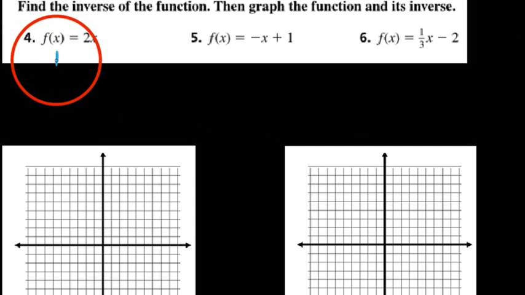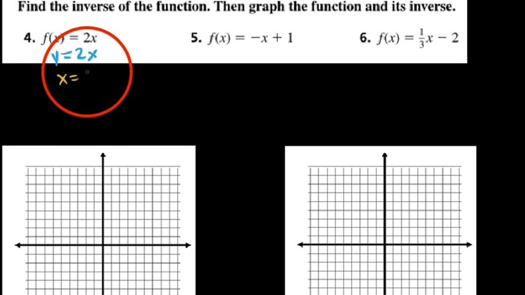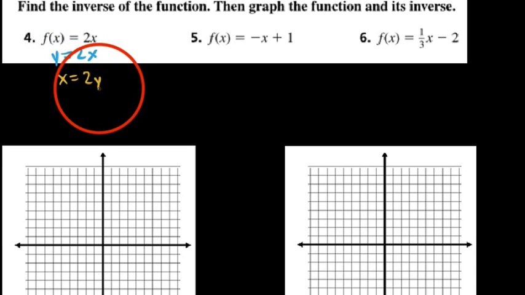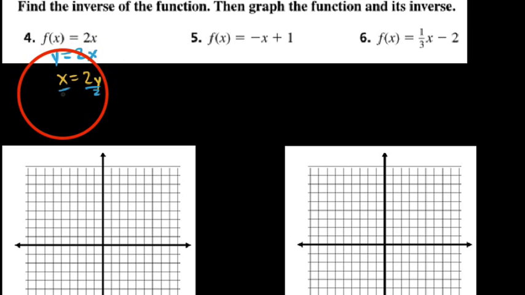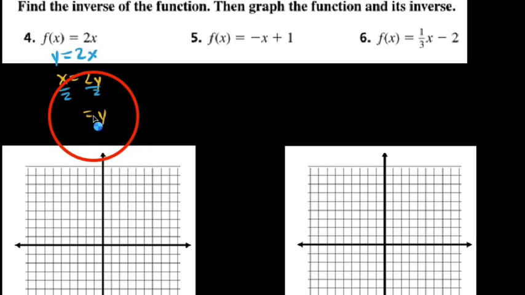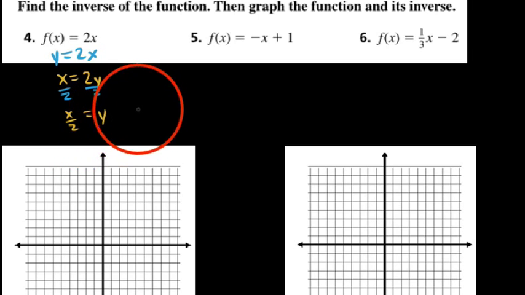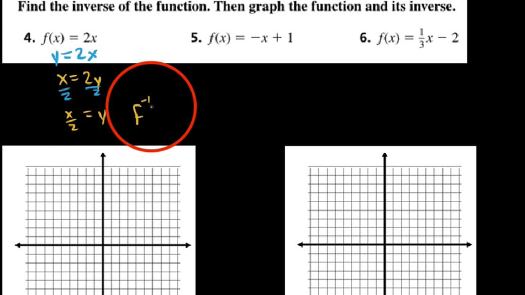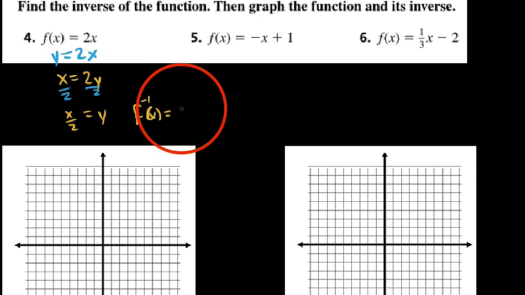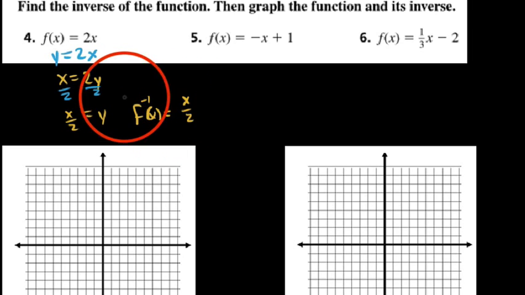We have y equals 2x here. And so our very first maneuver, of course, is to switch our domain and range. We're going to solve for y here. So dividing by 2, we're going to end up with y equals x over 2. And we're really going to call this f inverse of x. F inverse of x equals x over 2. And I'm going to put a box around this.